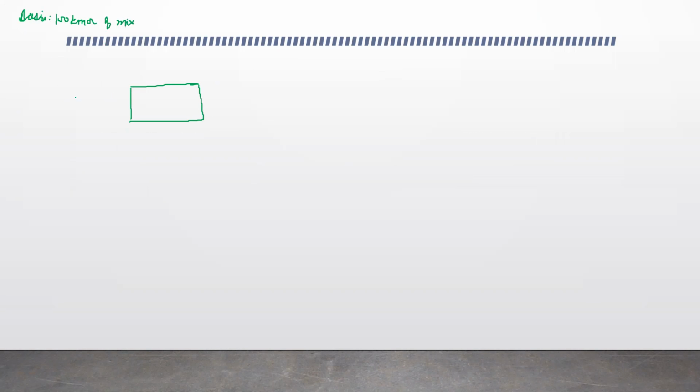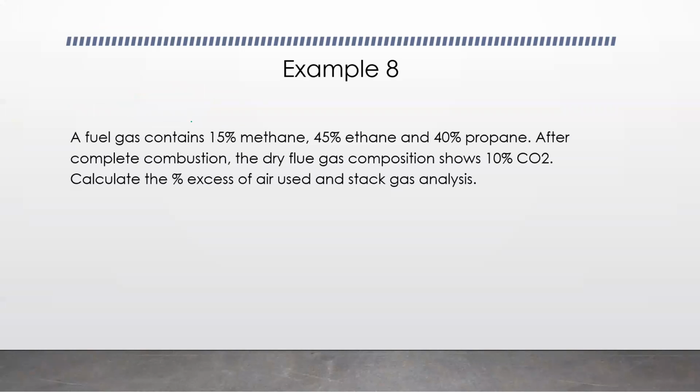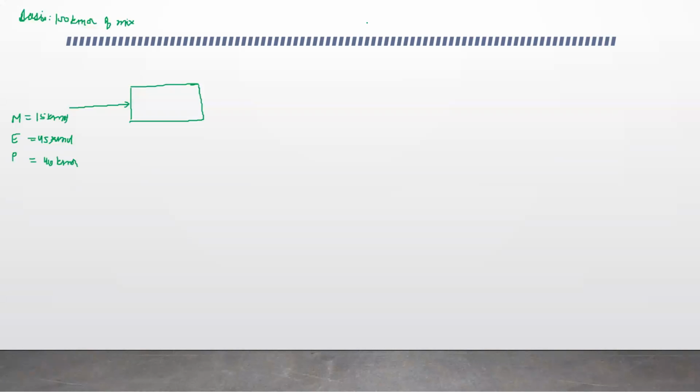Over here we have methane, ethane, and propane, right? Methane is 15%, so it's going to be 15 kilomole. Then ethane is 45%, so 45 kilomole, and propane is 40%, so 40 kilomole, right? Now let's write down the stoichiometries related to each of them.